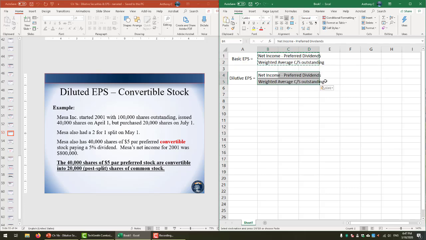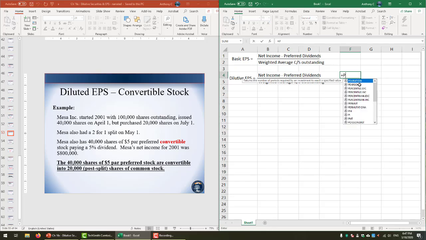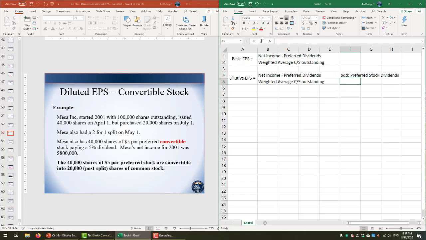So again, we'll take basic EPS, and we'll make adjustments to the numerator and the denominator. So if we have any preferred stock and it's converted into common stock, obviously then we're not going to be paying any preferred dividends on the preferred stock that's converted. So to the numerator, we'll add back in our preferred stock dividends. And then to the denominator, when the preferred stock gets converted into common stock, we're going to add in the converted shares.